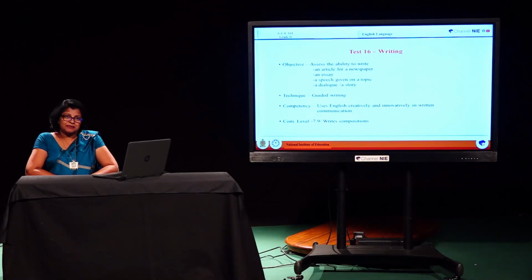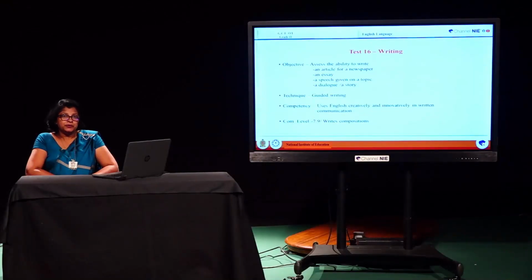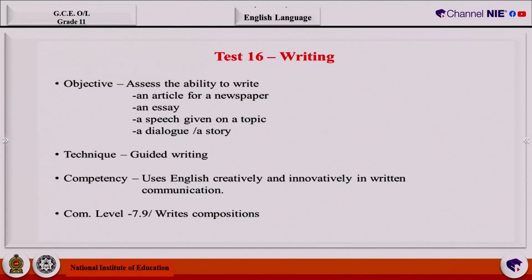So, the technique of this question is guided writing. What is the meaning of guided writing? You may have seen in this question, when the question is given, there are some guidelines on how to write your answer or how to write your composition. So, you have to write your essay or article or speech based on the given guidelines. That's why we call it guided writing. So, you have to use your English knowledge very creatively and innovatively in this written communication, and in this way you will be able to write compositions.